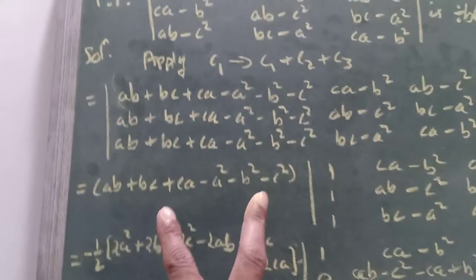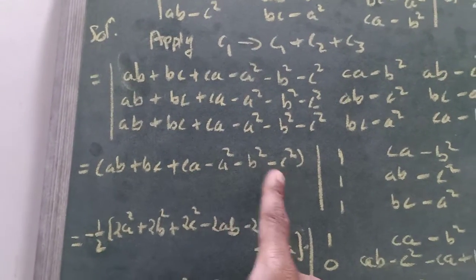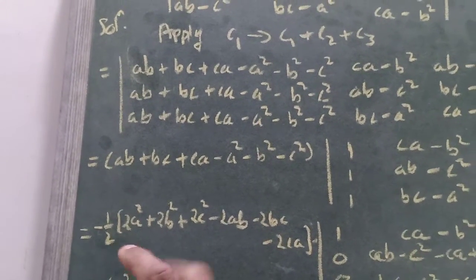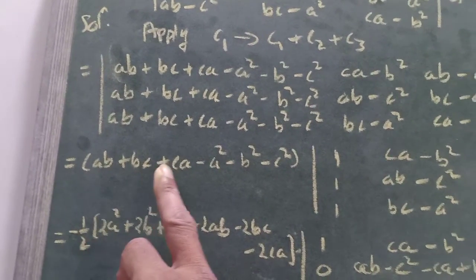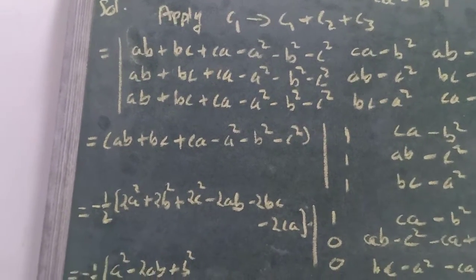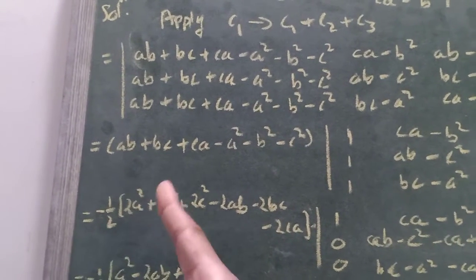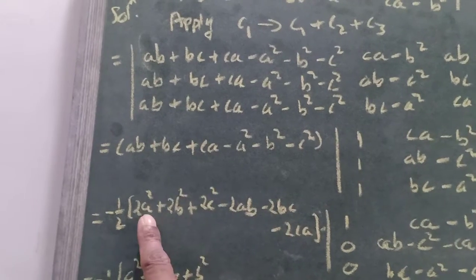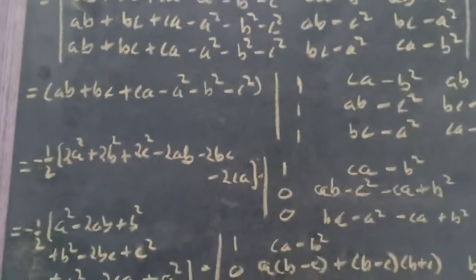Now in this term I am doing some adjustments. First I am taking minus common, and multiplying and dividing by 2. When we take minus outside, this becomes A square plus B square plus C square minus AB minus BC minus CA. Both steps are done together: the denominator 2 stays, and in the numerator I multiply 2 inside, so this becomes 2A square plus 2B square plus 2C square minus 2AB minus 2BC minus 2CA.